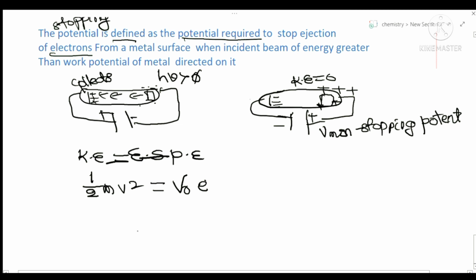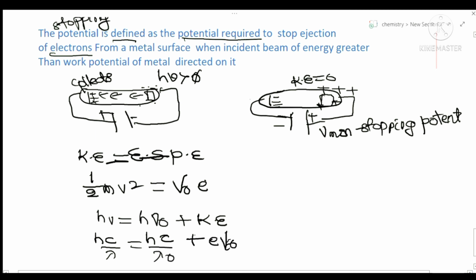h mu is equal to h mu naught plus kinetic energy. So from this we can write h mu as h c by lambda, h mu naught as h c by lambda naught, and in place of kinetic energy you can write e V naught. Here e is the electron charge and V naught is the stopping potential. So this is about the photoelectric effect. In the next session I will discuss previous NEET and IIT numericals.